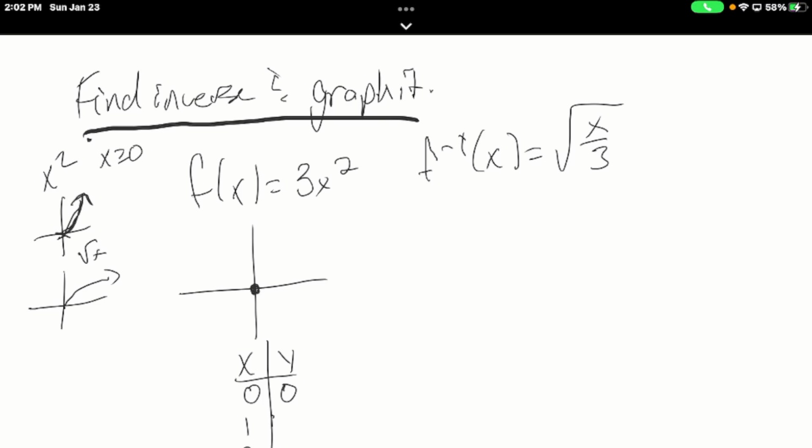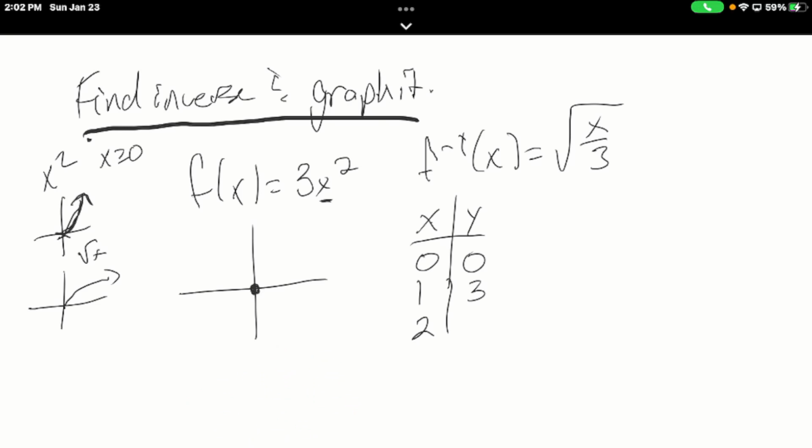If I'm plugging 1 in here, I get 1 squared, which is 1, times 3 gives me 3. Now we're going to do 2. That's cut off down there, so let me make this a little nicer. I'm going to have a second section here and just put the table over here for now. So 0, 1, 2, and 0, 3. If I plug in 2 here, I get 2 squared, which is 4, times 3, which is 12.